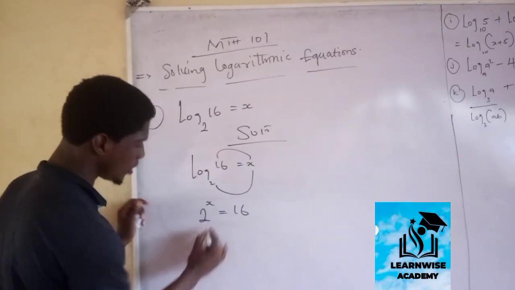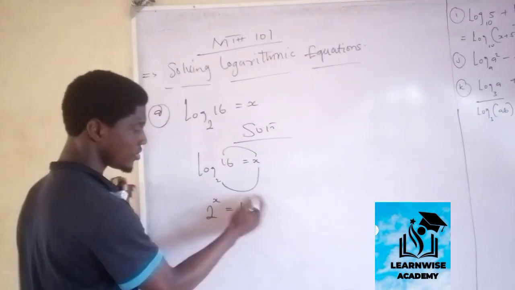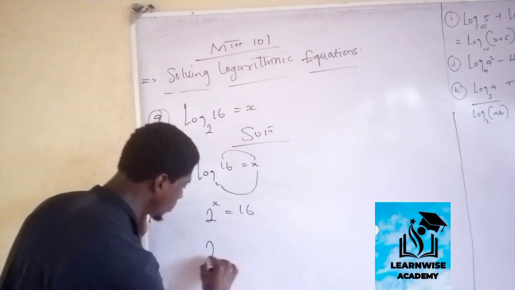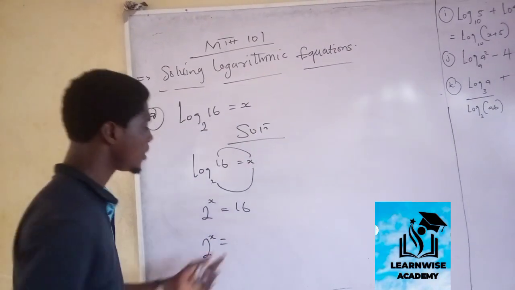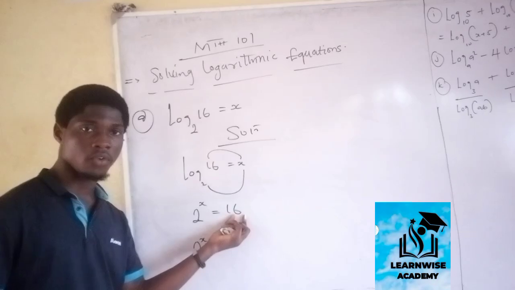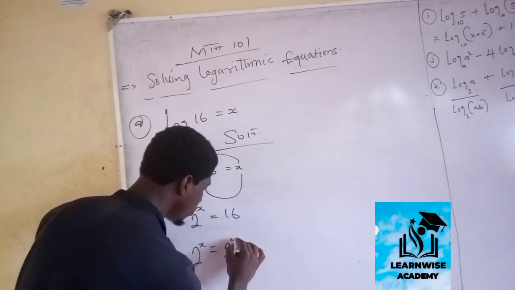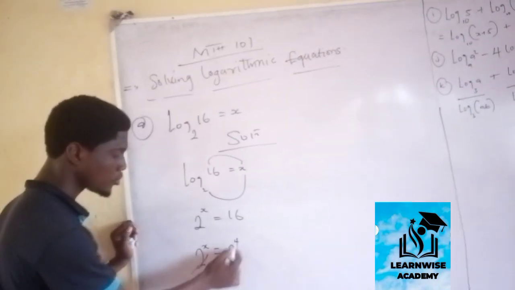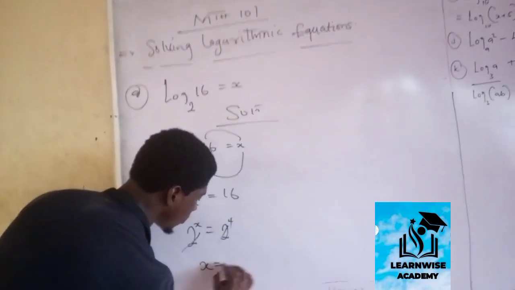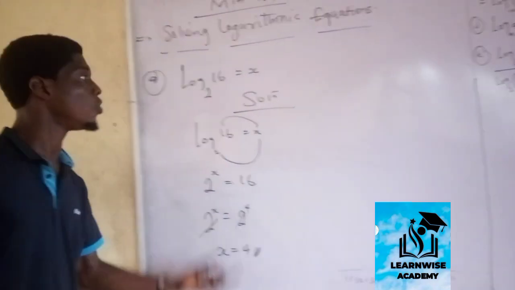Now here, according to the rules of indices, I can use indices to resolve this. If I resolve this, I'll have 2 raised to the power of x equal to 2 raised to the power of 4, because 2 raised to the power of 4 will give us 16. So from here I can cancel out 2, and simply have that x is equal to 4. So this is for A.